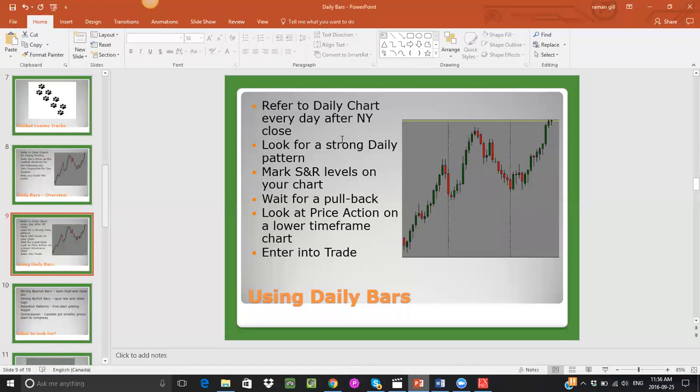Just a review: mark your support and resistance lines on the daily time frame. We look at the 5 p.m. Eastern New York close, and then we are looking for a strong daily pattern, some of the things we talked about that I showed you on the chart. Then we are waiting for a pullback, and then we enter in the direction of our daily chart. We are not going against the daily chart, and that's how we enter into a trade.